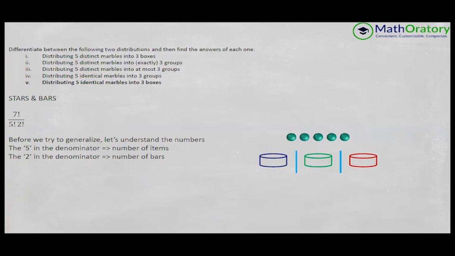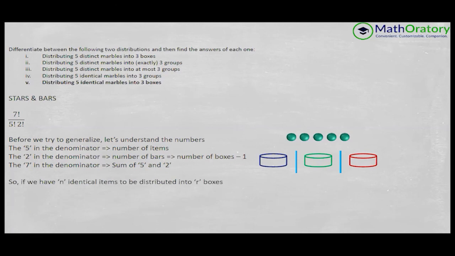As many boxes as we have, one less than that will be the partitions. Each partition indicates a bar, isn't it? So the number of bars will be simply the number of boxes minus one. And finally, the 7 in the numerator will be simply the sum of 5 and 2.